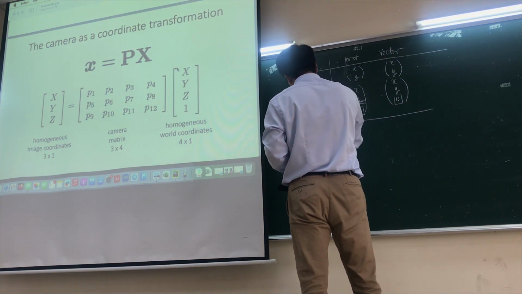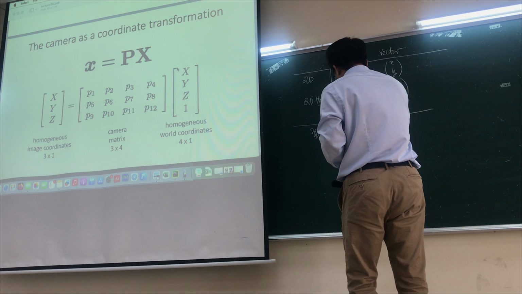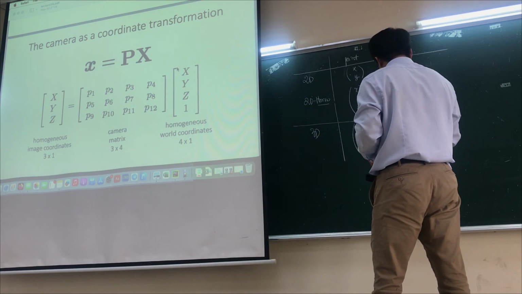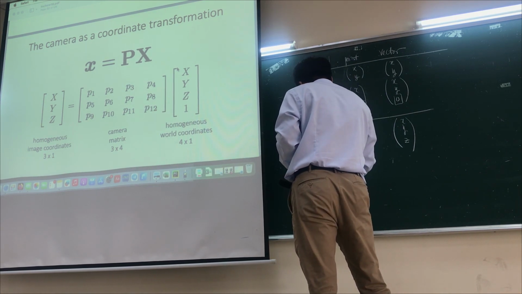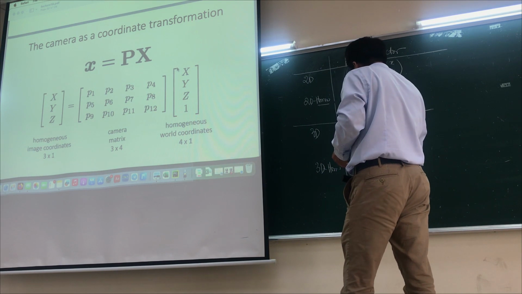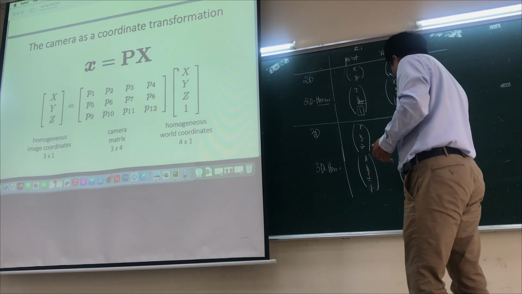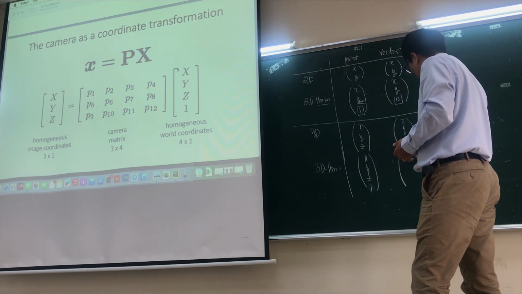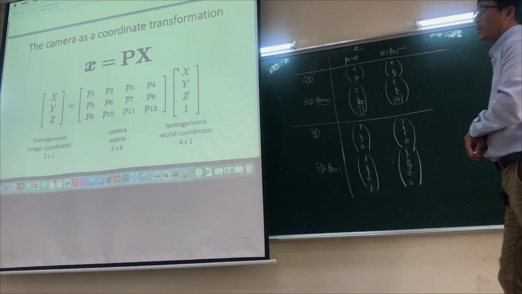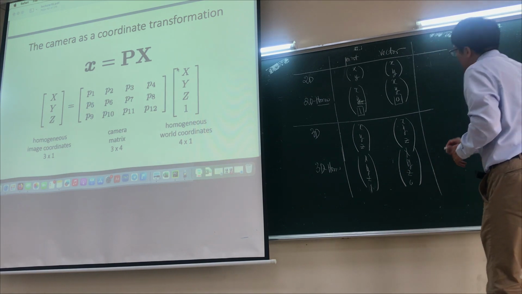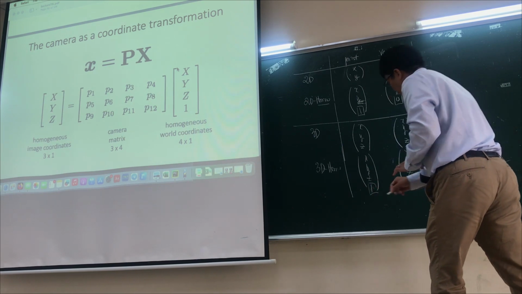And for 3D, you also have x, y, z here, and the same x, y, z here, right? For 3D homogeneous, for a point you have x, y, z, and 1, and for a vector you have x, y, z, and 0. You can see it is quite different for a point and a vector.